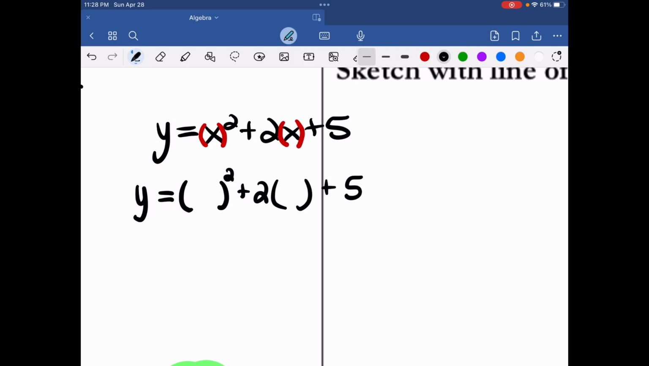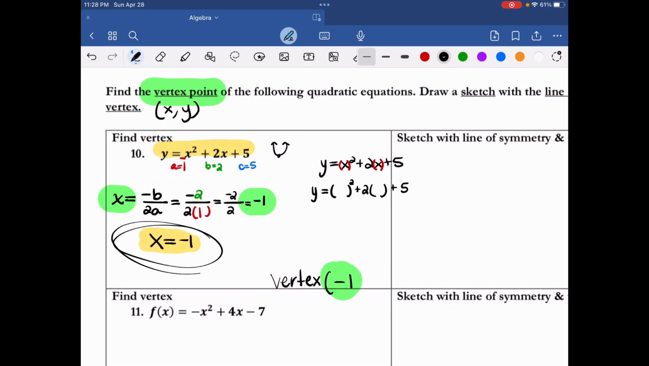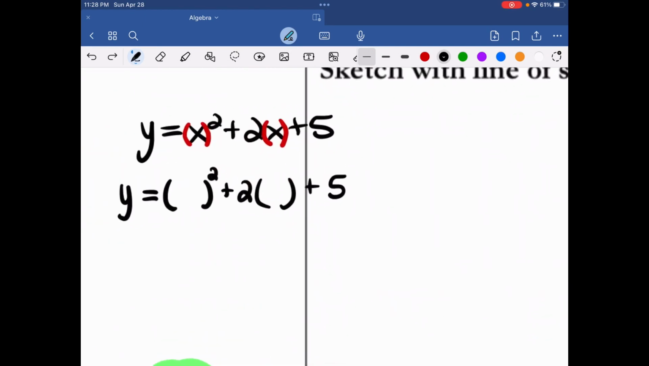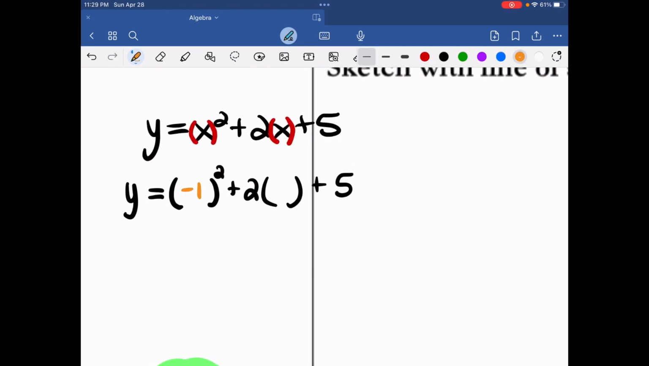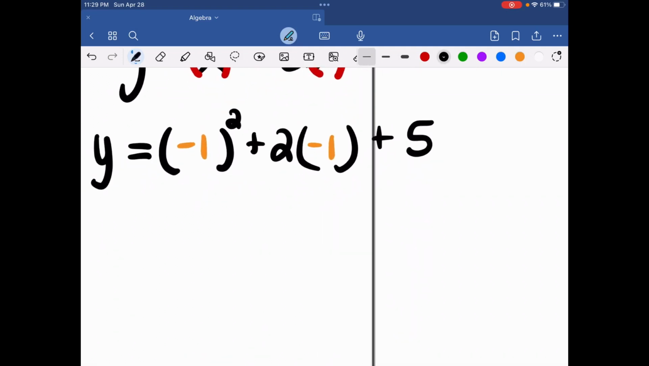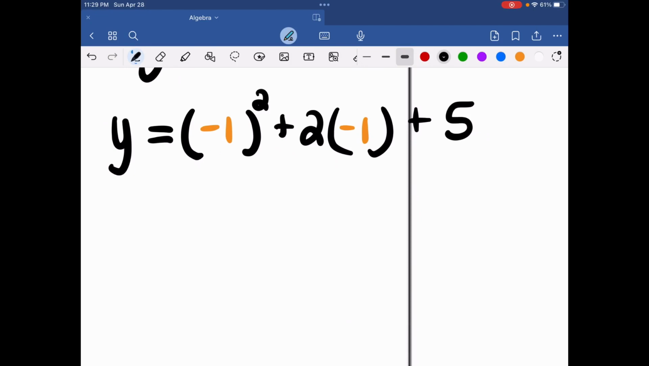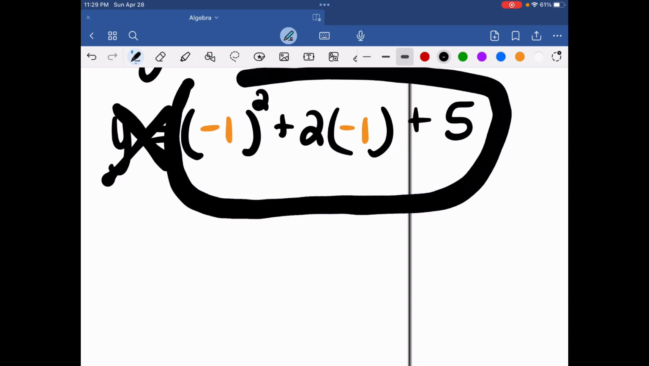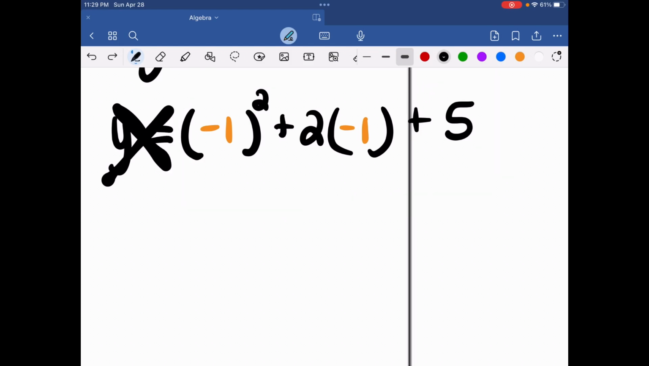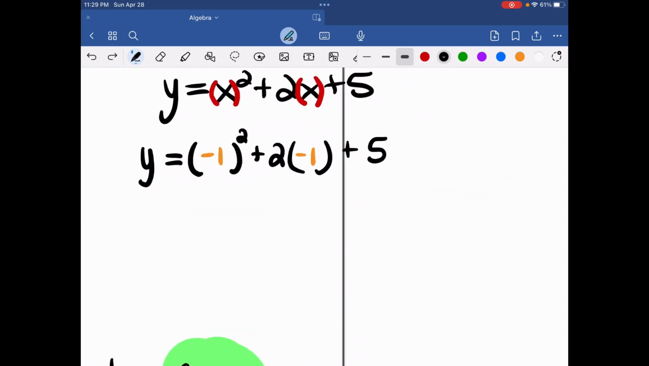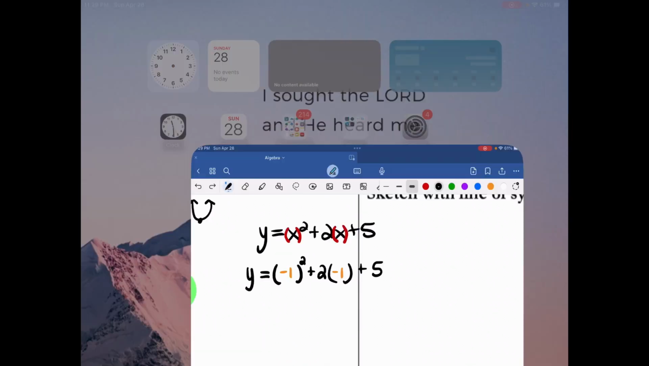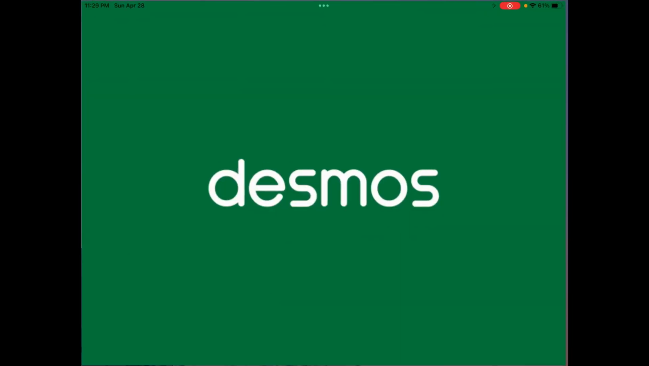And now where I see an x, what number am I going to put? The answer that we got, negative 1. That's what we're going to put. So I'm going to put a negative 1, negative 1. And now I can use my calculator. So if you want to use your calculator, this is what you would plug in. You don't put that in the calculator, only this part. Parentheses, negative 1, parentheses squared, plus 2, parentheses, negative 1, parentheses, plus 5. That's what you would put in the calculator. You can also do it in pieces. If you don't have a calculator at home, you can also use Desmos. So let's go to Desmos.